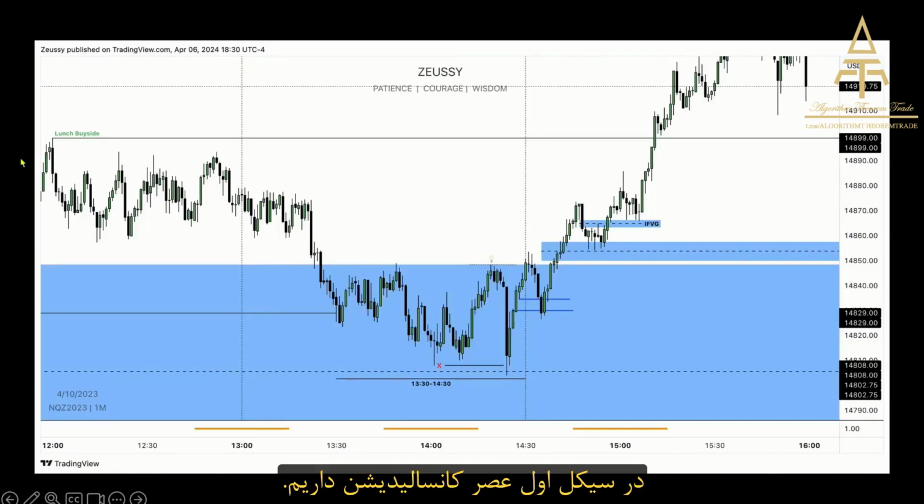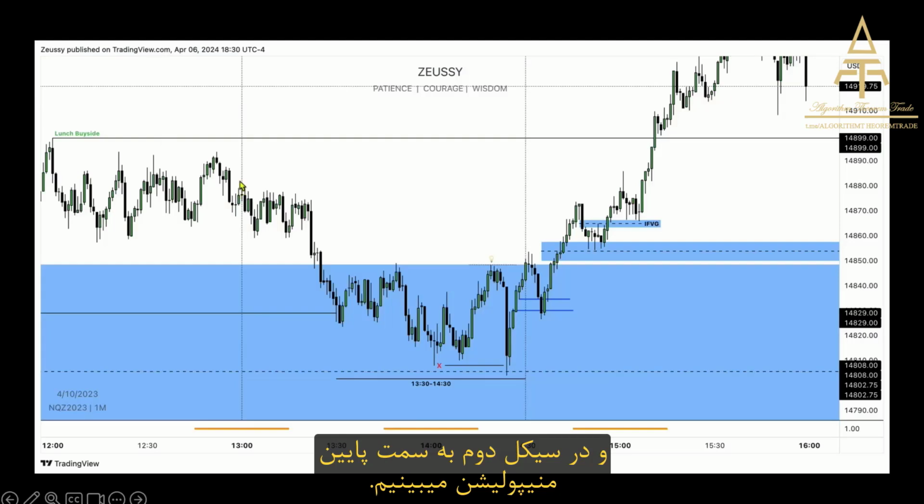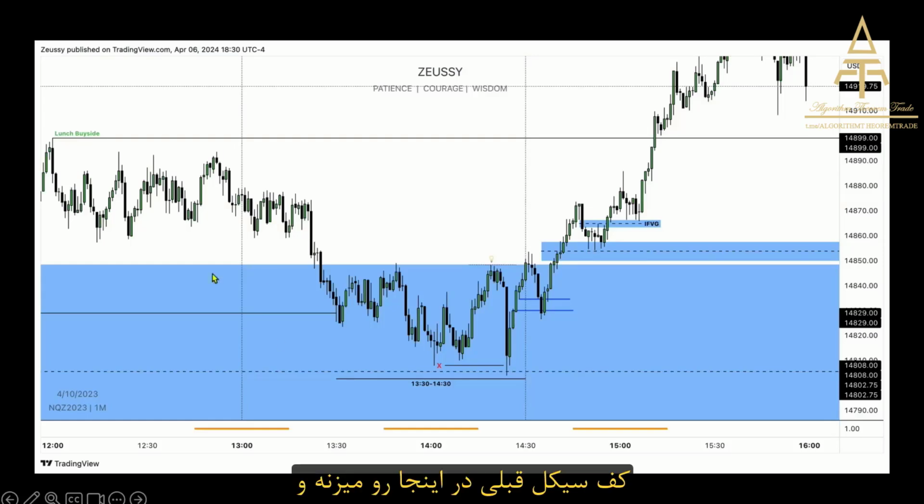We can see that the market consolidated during the first PM cycle. During the second PM cycle, the market runs lower, manipulates lower. We take out the previous cycle's low, which is this low right here. You can't see where the low was, but it was at this price level. Market is trading below that.